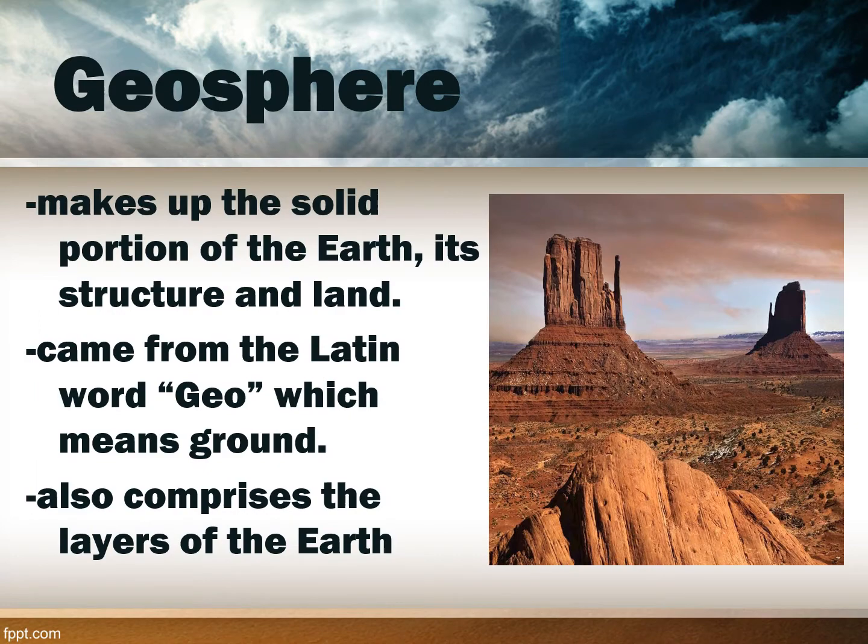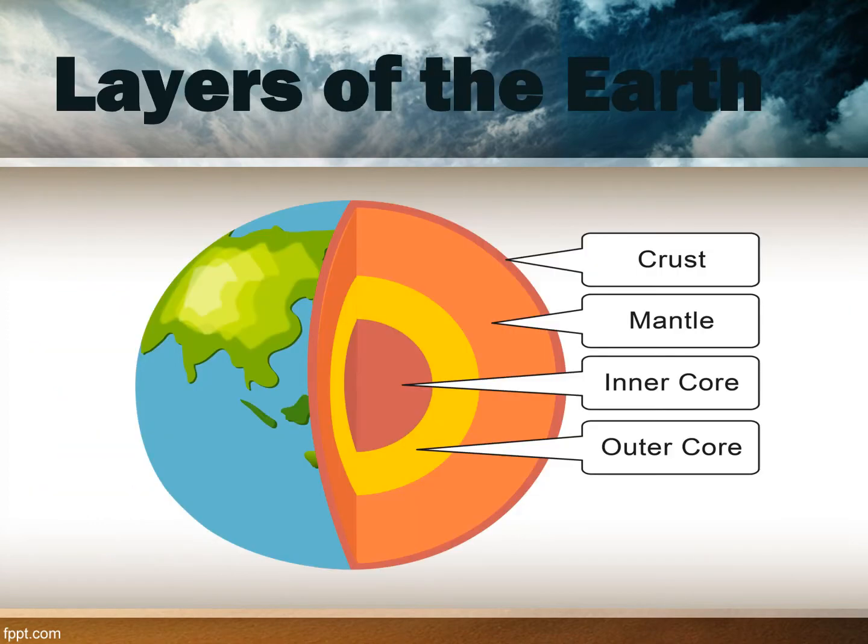Let's start with the first sphere, which is the geosphere. It makes up all the solid portion of the Earth, and it is a structure and land. It came from the Latin word geo, which means ground, and it also comprises the layers of the Earth. What are the layers of the Earth? Back in your earlier grade levels, you were taught about the layers of the Earth. We have your crust, your mantle, your outer core, and inner core.